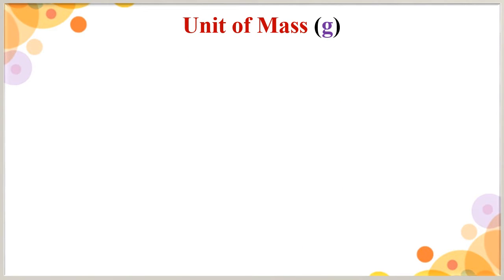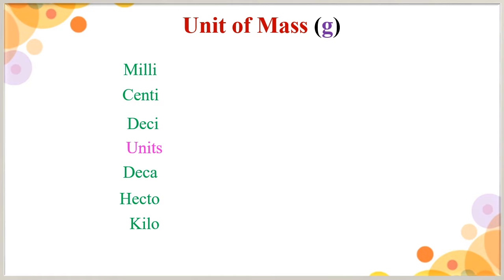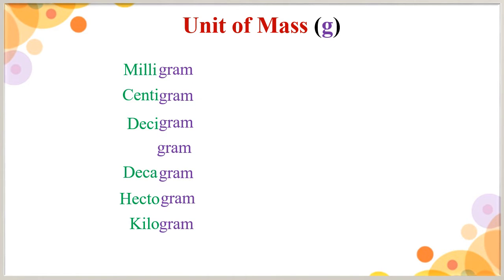Unit of mass: milli, centi, deci, unit, deca, hecto and kilo. These are all prefixes of units of mass. Generally mass is measured by gram. So now read as milligram, centigram, decigram, gram, decagram, hectogram, kilogram.